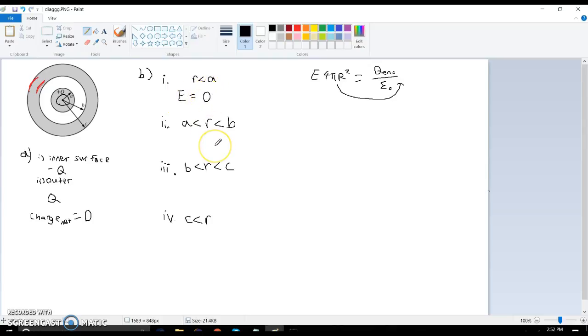is 0. For part 2, the radius is now between here. So now we can just treat this like a point charge because it's enclosing all of that charge. So the electric field is simply kQ over r squared.